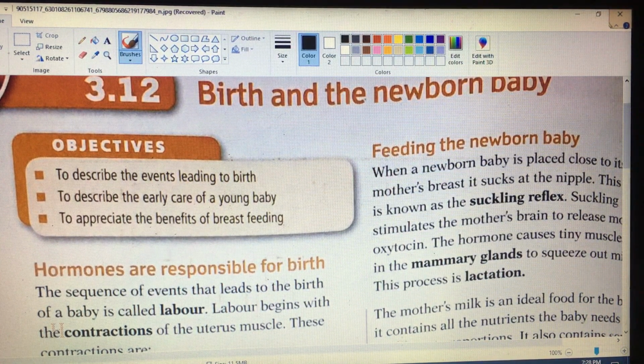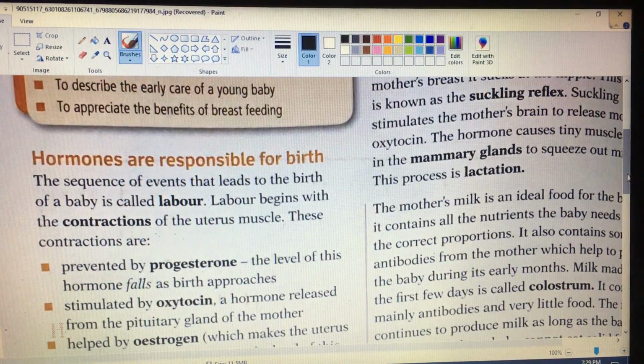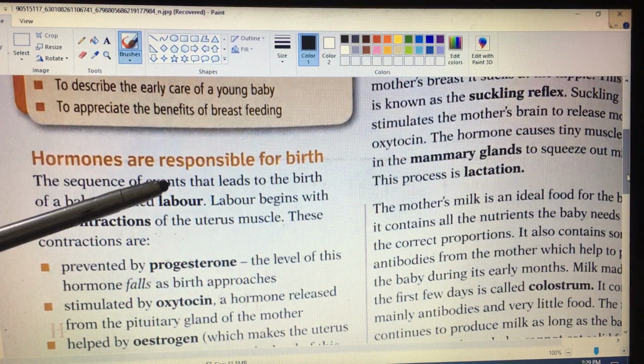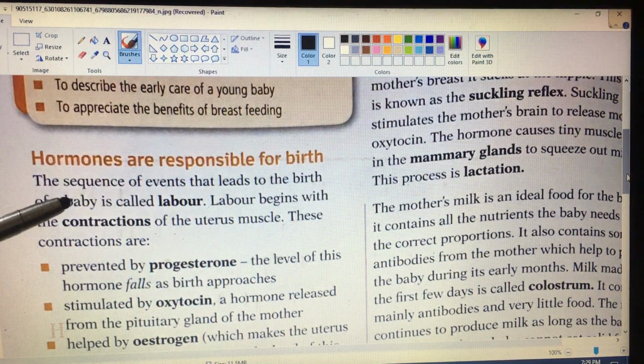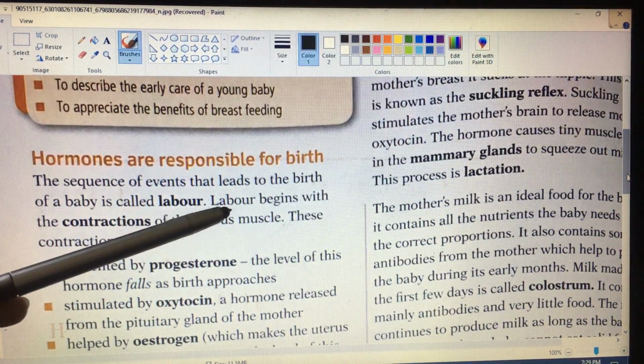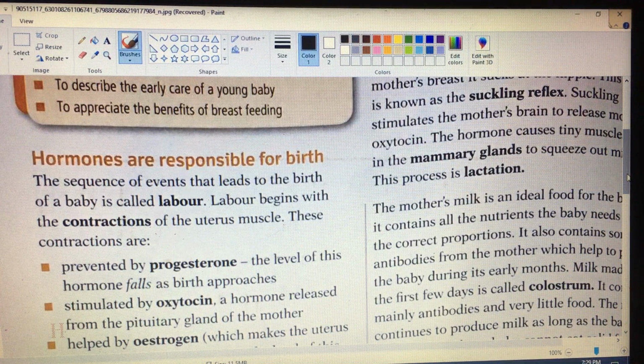Okay, the first stage in labor, actually, is the contractions of the uterus muscle. So, when the contractions of the uterus muscle start, we are in the labor stage. If you look here in your book, please open your book, page 186. Here we have labor. So what do we mean by labor? The sequence of events that leads to the birth of a baby. And the first stage, as we said, is the contractions of the uterus muscle. So labor begins when the contractions of the uterus muscle start.